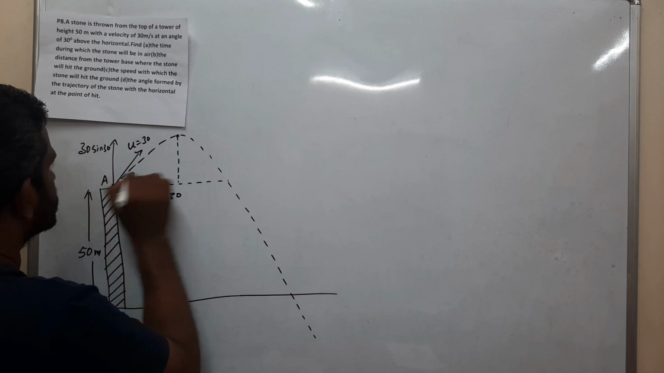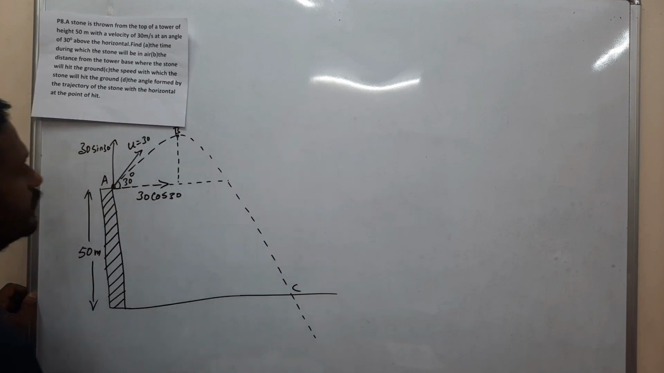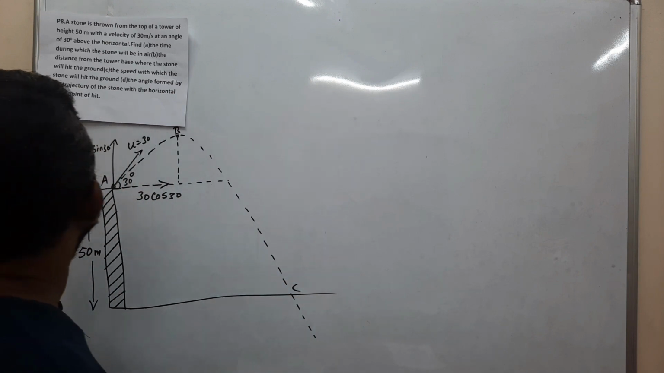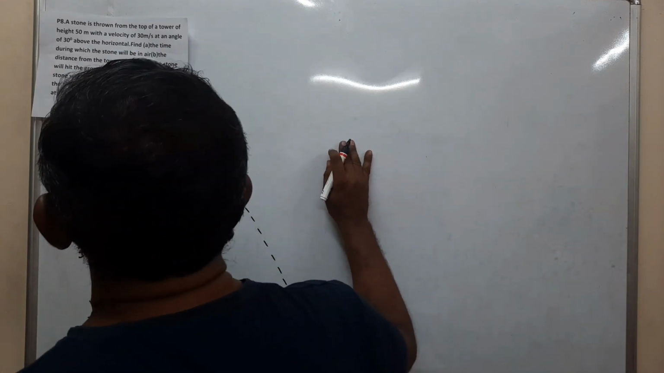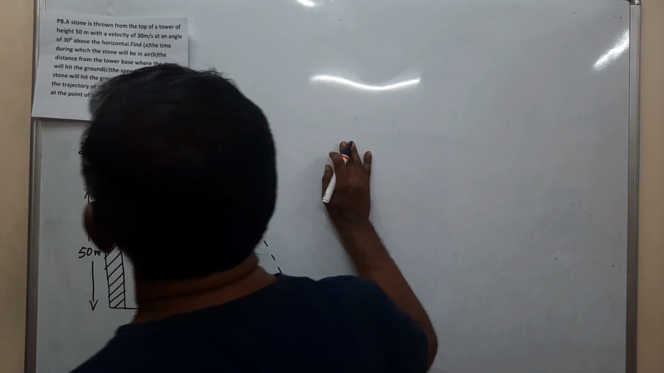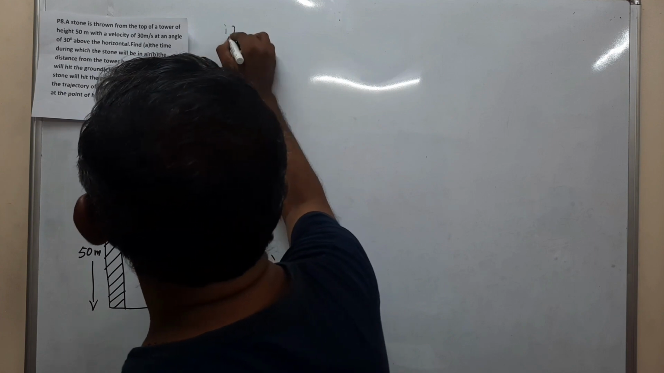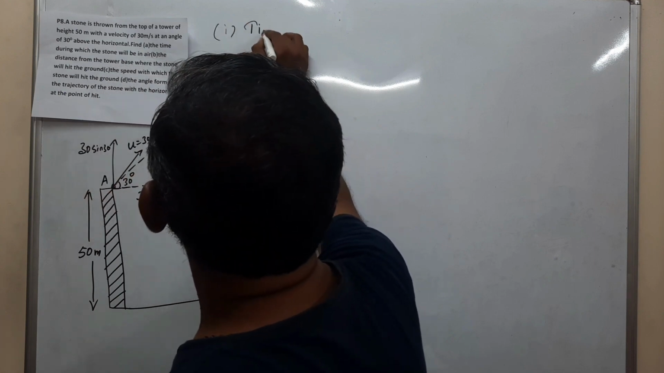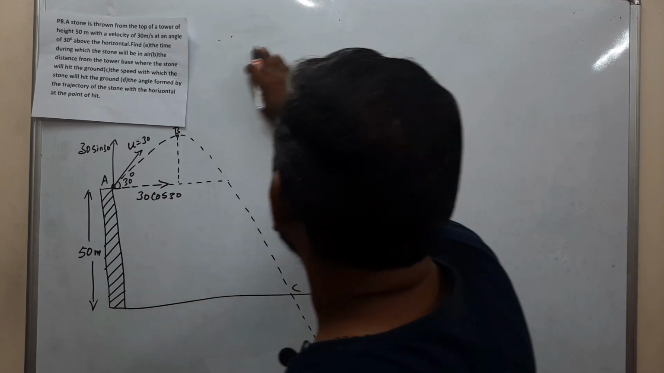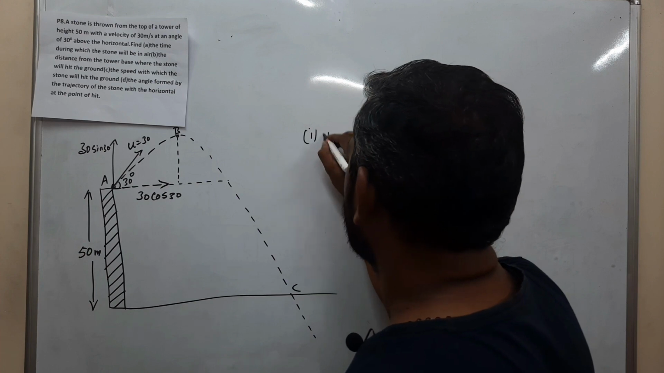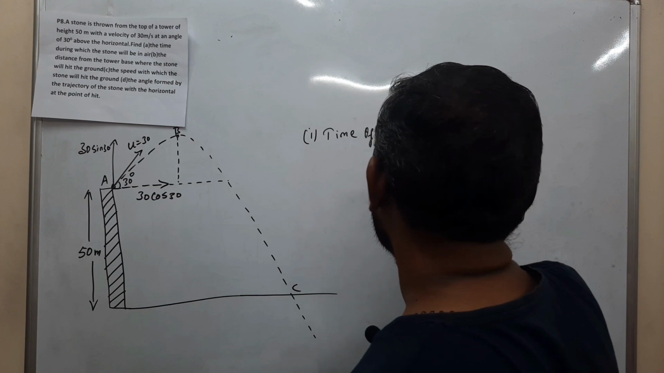So I am taking this point as A, this point as B, and this point as C. So we have to find, first, the time during which the stone will be in air. It is nothing but the time of flight.